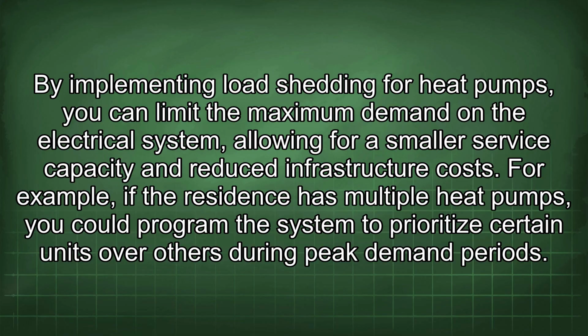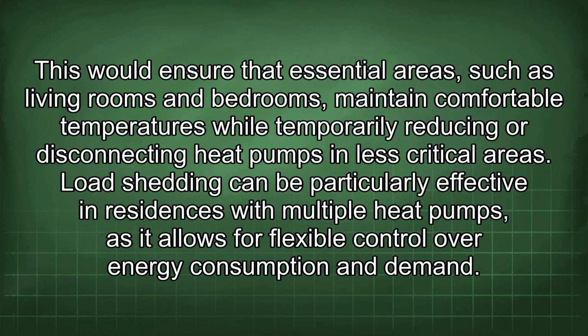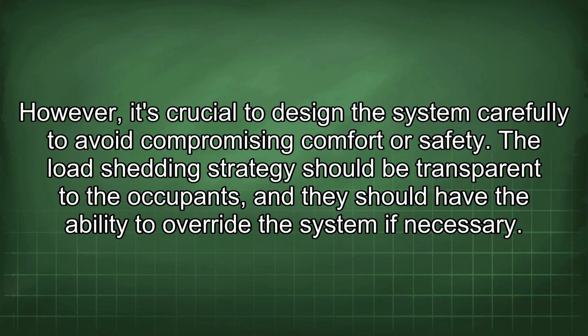For example, if the residence has multiple heat pumps, you could program the system to prioritize certain units over others during peak demand periods. This would ensure that essential areas, such as living rooms and bedrooms, maintain comfortable temperatures while temporarily reducing or disconnecting heat pumps in less critical areas. Load shedding can be particularly effective in residences with multiple heat pumps, as it allows for flexible control over energy consumption and demand. However, it's crucial to design the system carefully to avoid compromising comfort or safety.